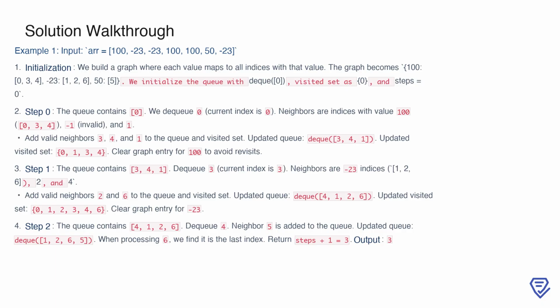After this step, the graph entry 100 is cleared to prevent revisiting these indices, and the queue is updated to 3, 4, 1, while the visited set becomes 0, 1, 3, 4. Now we increment the steps counter to 1.